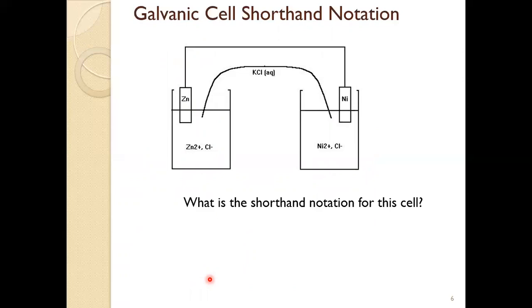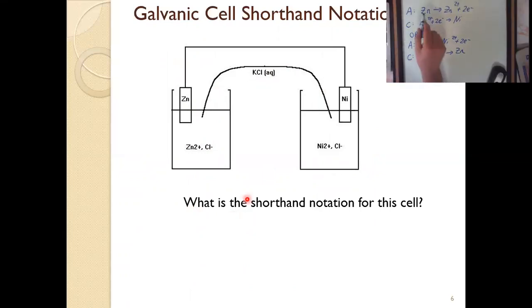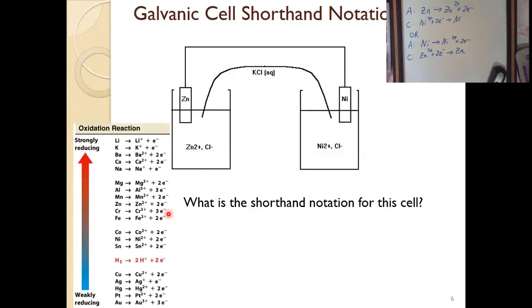So for example, we have this galvanic cell shown to us, and we determine what the shorthand notation is for this cell. So we need to decide whether zinc is being oxidized at the anode and nickel is being reduced at the cathode, or whether nickel is being oxidized at the anode and zinc is being reduced at the cathode. In other words, we need to determine which of these combinations of half reactions is spontaneous. And to do so, we can consult the activity series of metals or elements.